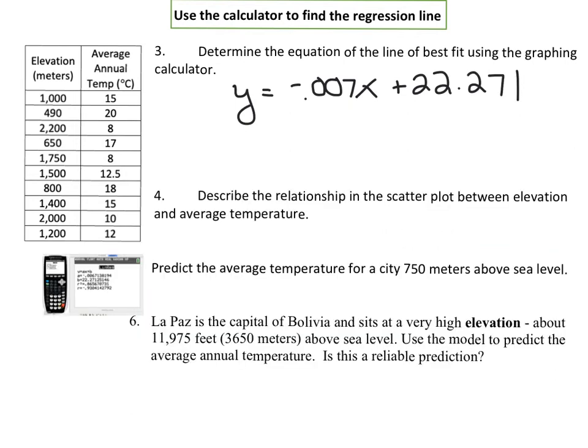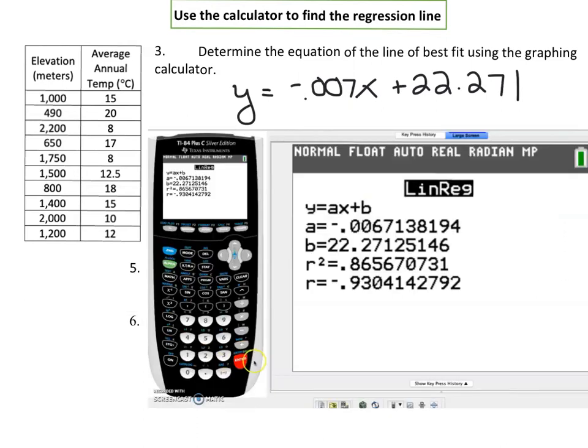So the next thing I'm asked to do is to describe the relationship in the scatter plot between elevation and average temperature. Well, because my slope is negative, that's telling me, without even looking at the scatter plot, that I'm going to have a downhill line, so I'm going to see a negative association. But I'm going to now show you on the graphing calculator how to do that. You might actually want to make the scatter plot and check out what that looks like. It's always kind of nice.